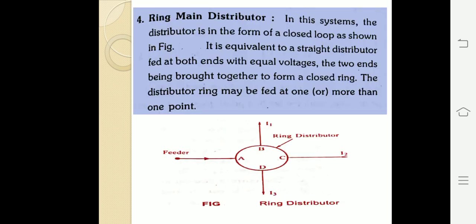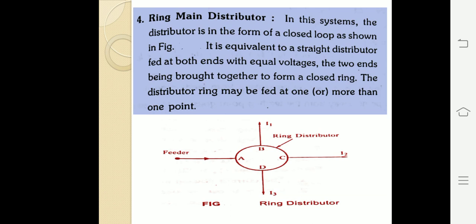Now coming to the ring main distributor system. In this system, the distributor is in the form of a closed loop. Check out this diagram. Ring distributor. It is in the form of a closed loop as shown in the figure. It is equivalent to a straight distributor fed at both ends with equal voltages, the two ends being brought together to form a closed ring.